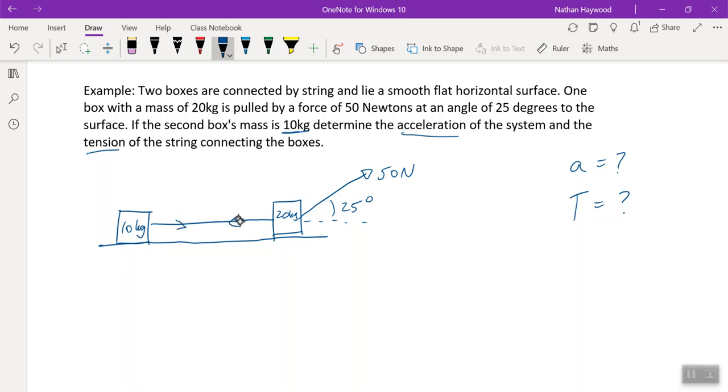So there's a tension between the two boxes, so the arrow direction is important. So in a connected system, you need to look at each mass separately. So let's look at this mass. What is the force sum in the x direction?